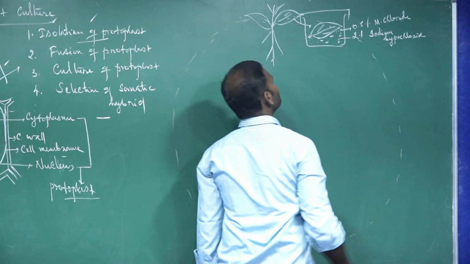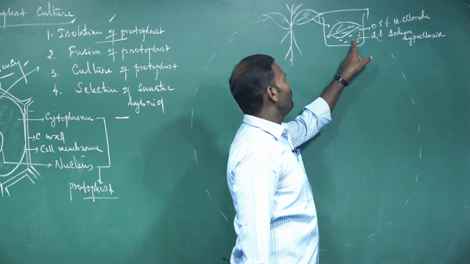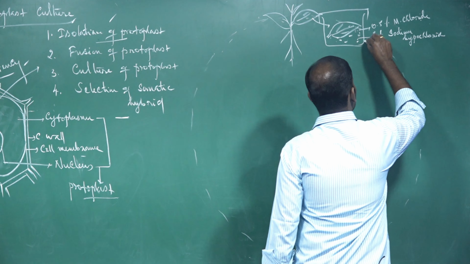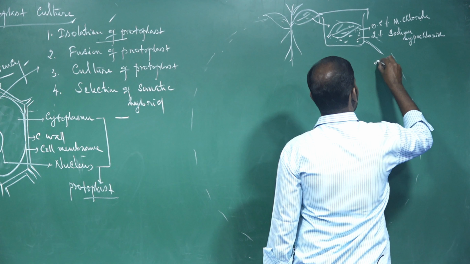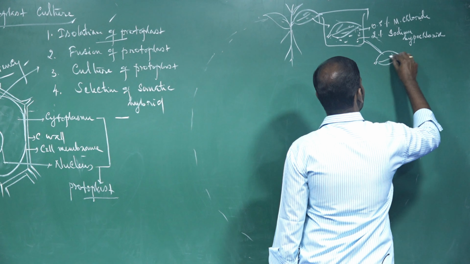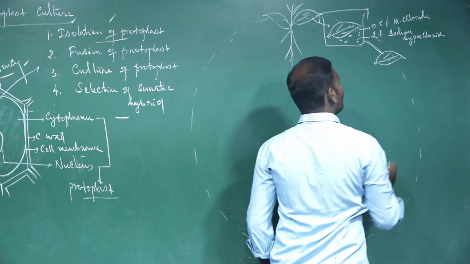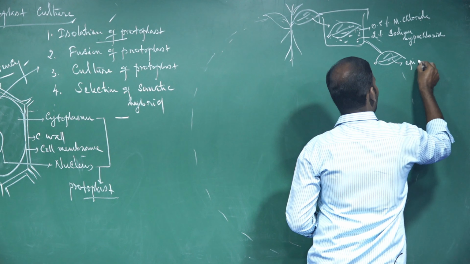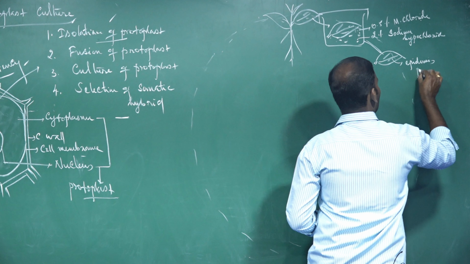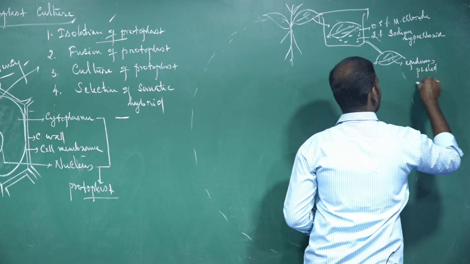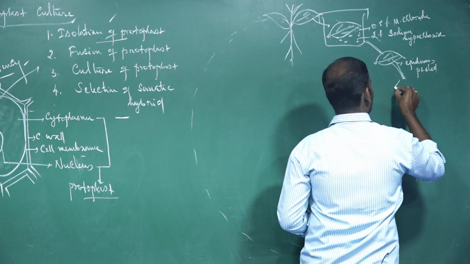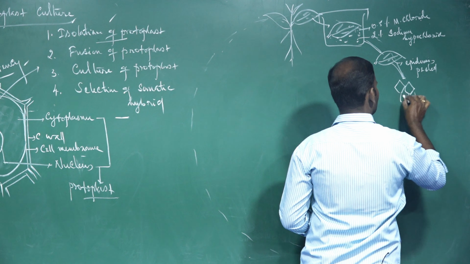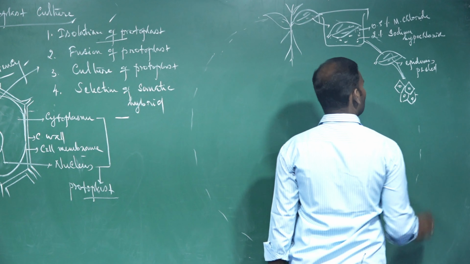If we treat these leaf tissues, they become free from microbes, killing microbes such as bacteria and fungi. Now the leaf is selected and isolated. For the isolation of protoplast, the epidermis of the leaf should be peeled off, especially the upper epidermis. This is the peeled leaf segment.